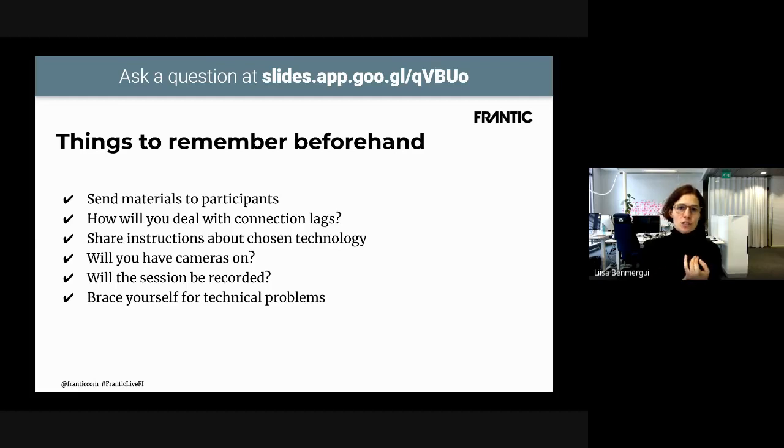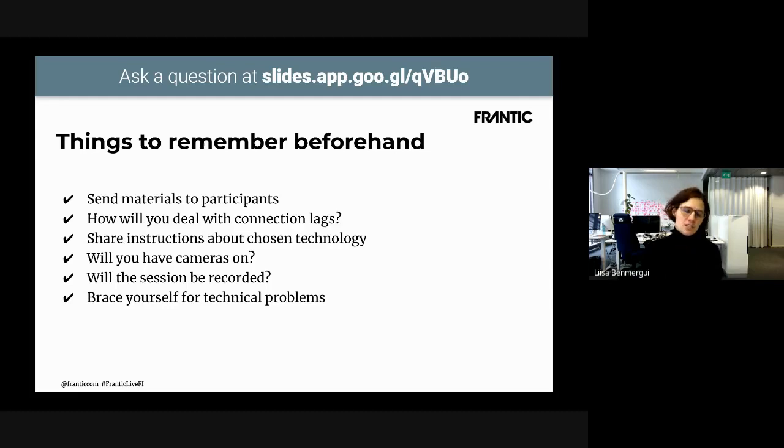Then, sharing instructions about the chosen technology. It's always useful if you can send a tutorial that's already made by the company. Almost all of them have really great tutorials or YouTube videos. And another thing is to maybe even add 10 to 15 minutes at the beginning for an exercise where you actually teach how to use the tool, or what level of usage you want.